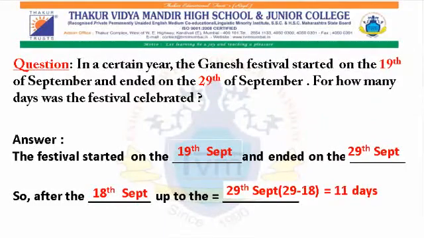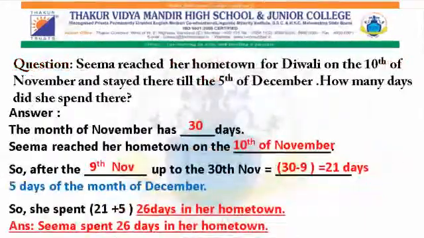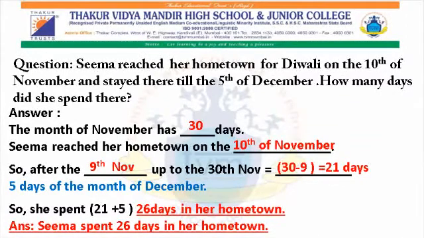You can see one more example of the same type. But here the calculation is a little different because the month has changed. Seema reached her hometown for Diwali on the 10th of November and stayed there till the 5th of December. Correct. She reached on 10th of November and stayed till 5th of December. So how many days did she spend there? How to calculate the days?